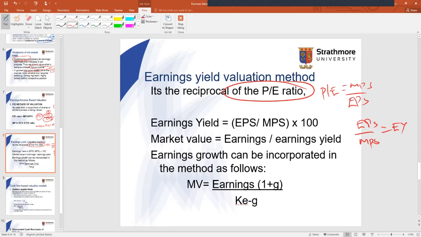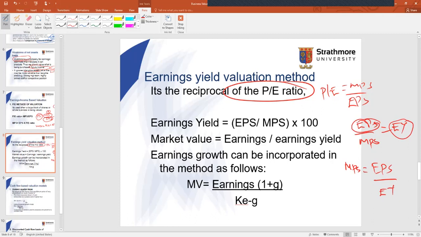Here it's just like the way we've just done it. If we know the earnings yield and we know the earnings per share, we can get the MPS, which will be equal to the earnings per share of the company divided by the earnings yield. That gives us the market price per share.